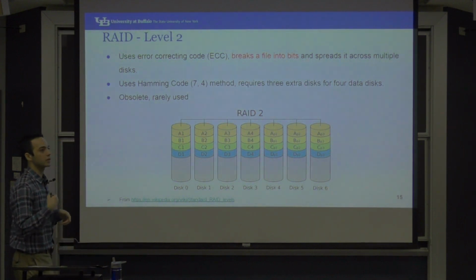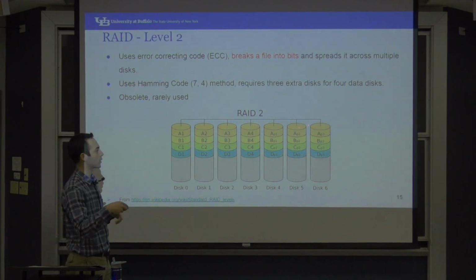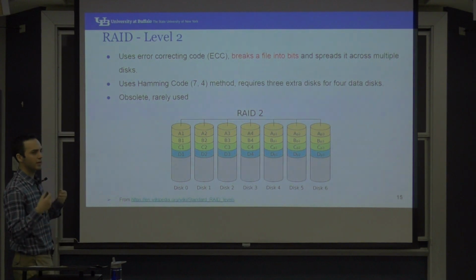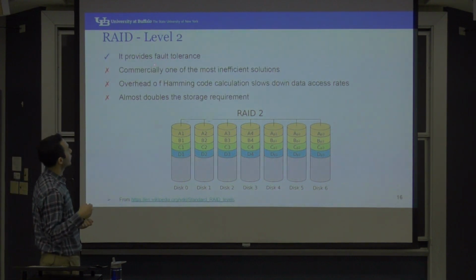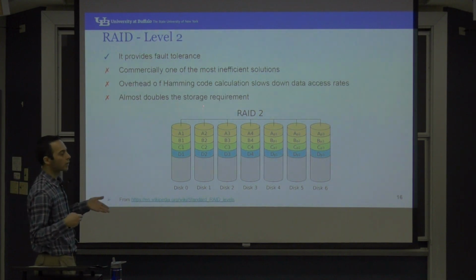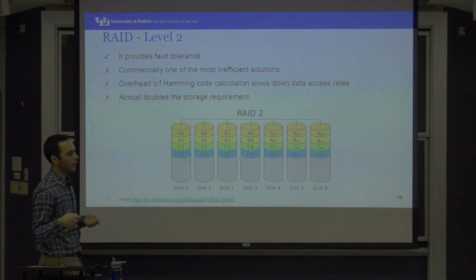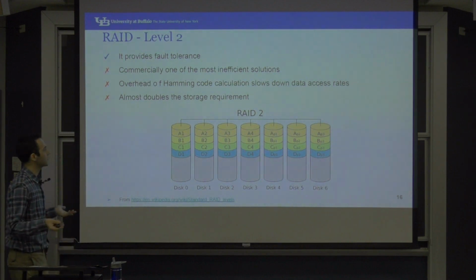It's also not that efficient in terms of even calculating these parity bits. Breaking a file into bits doesn't make sense. So, it's just like that. And it provides fault tolerance up to losing one disk, but it's not really used. And the Hamming code itself has a lot of overhead, especially if you want to do it in software. It's just going to be very inefficient.